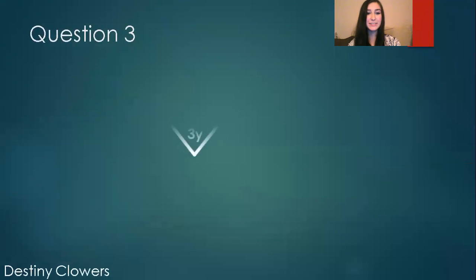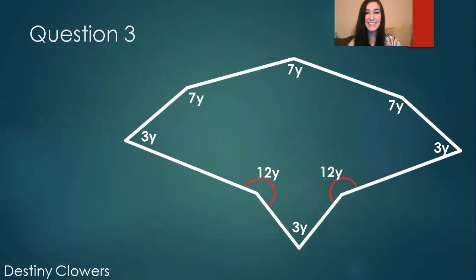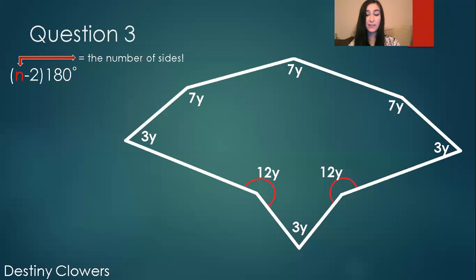Now question 3. I always like that animation. So to solve this problem, we need to realize that the sum of the measures of the interior angles of any polygon that you're going to be solving for will be n minus 2 times 180 degrees, where n equals the number of sides. So n is super easy to find. You've just got to count the sides of your polygon. So let's go ahead and do that.